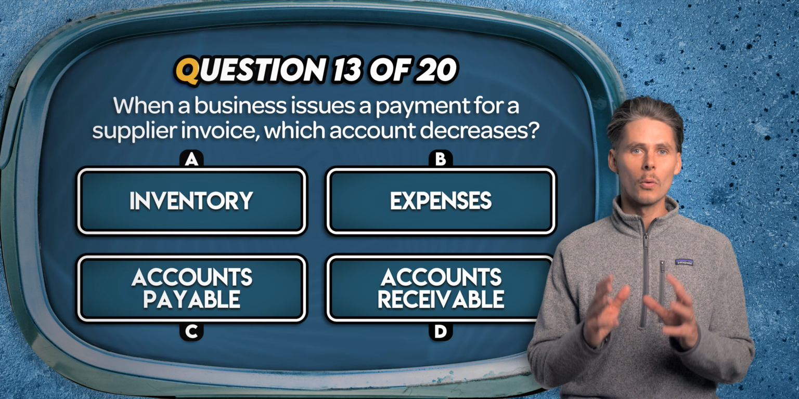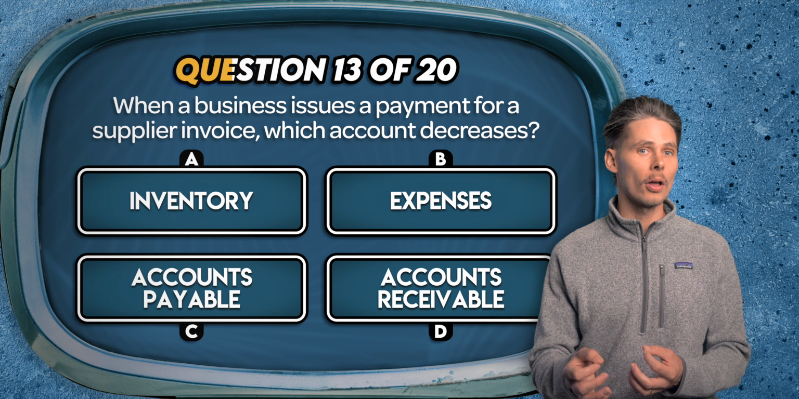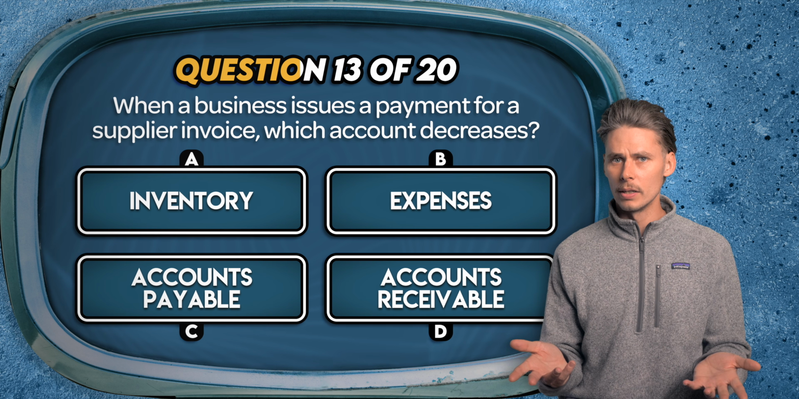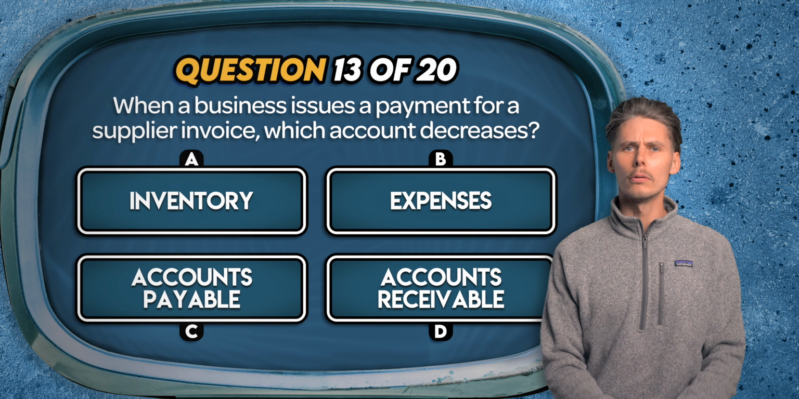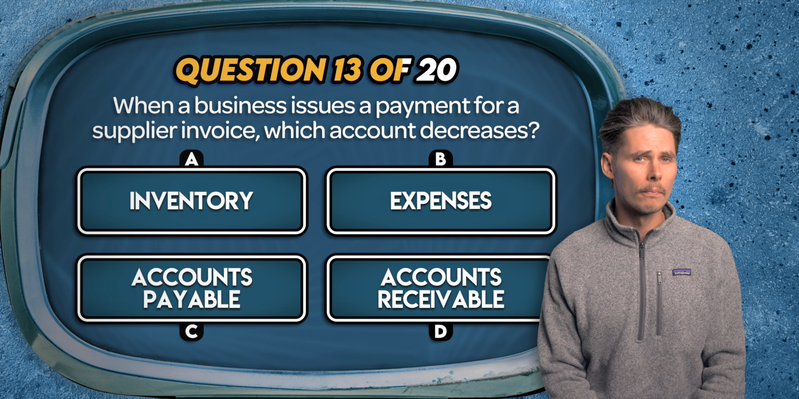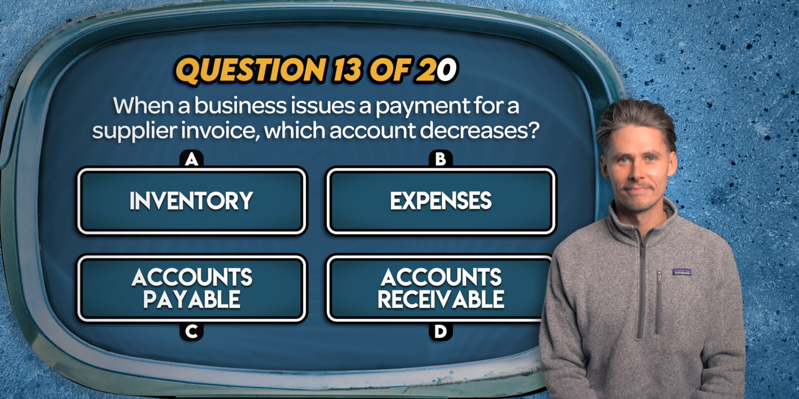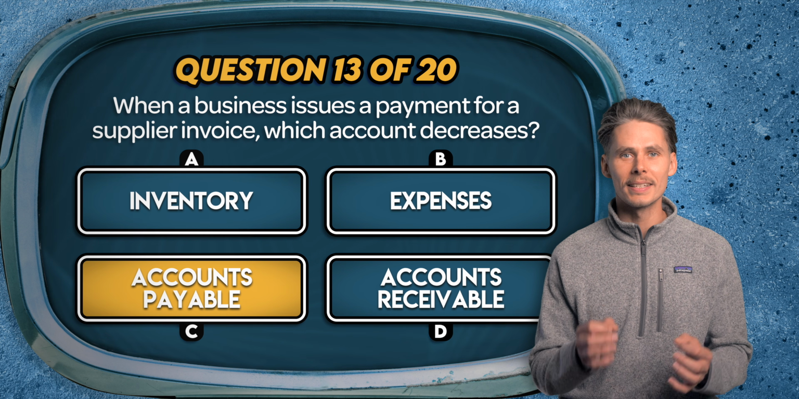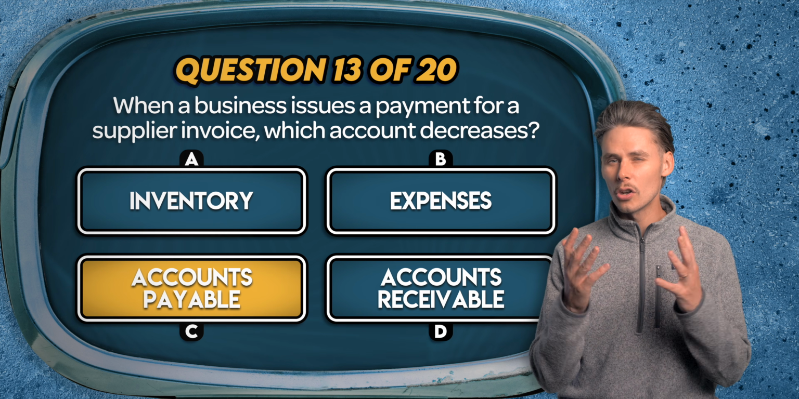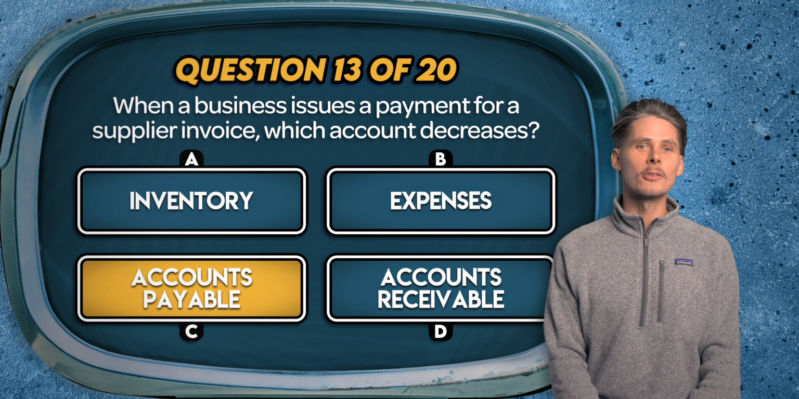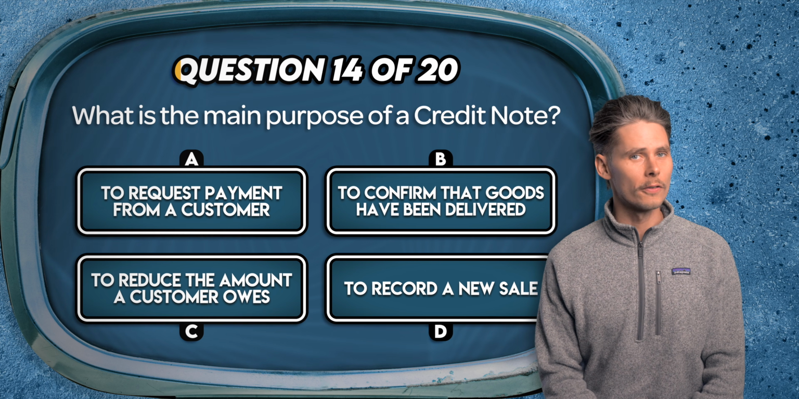Question 13. When a business issues a payment for a supplier invoice, which account decreases? Is it inventory, expenses, accounts payable, or accounts receivable? It's C. Paying a supplier invoice decreases accounts payable because the business no longer owes that amount to the supplier. It also decreases cash.